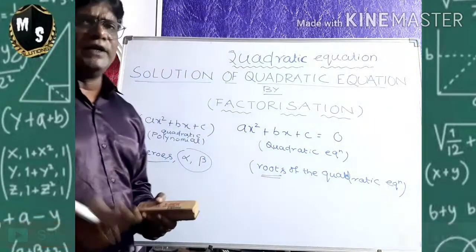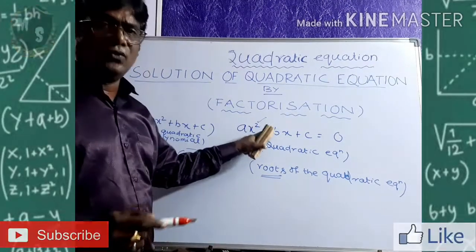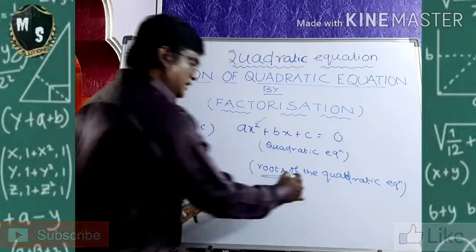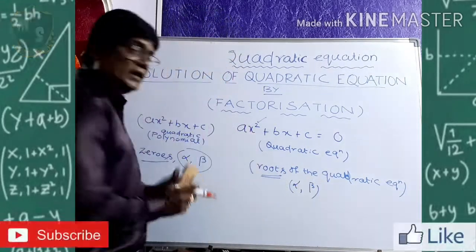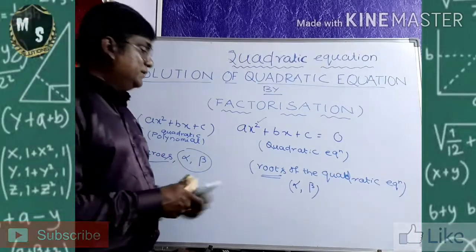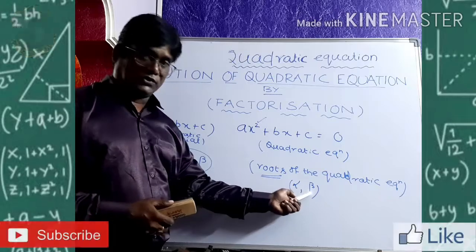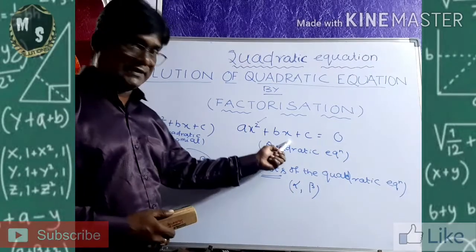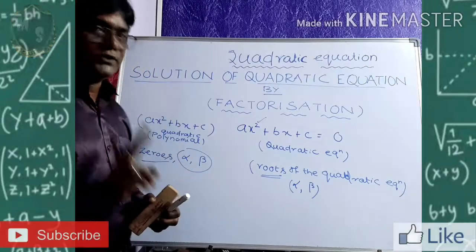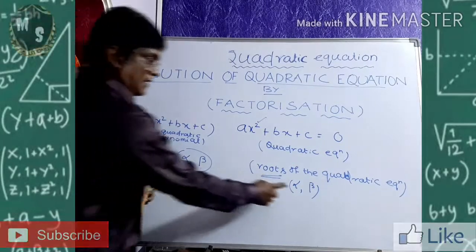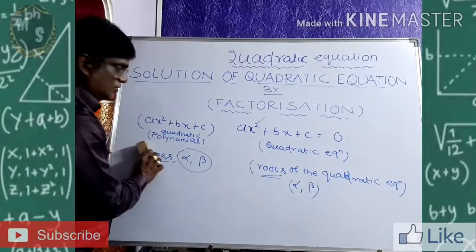Same. 2 roots will come because the degree is 2 here. So what is the degree? 2. So 2 roots will come. What are the 2 roots? Let them be alpha and beta. Now one thing I must explain to you. When you get the values of these roots, that means the value of x, x will give you 2 values, that is alpha and beta.